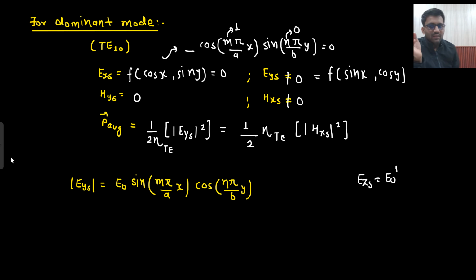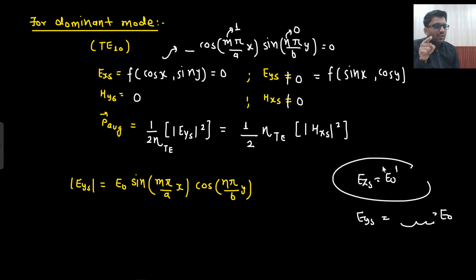Now from EZS, EYS is derived. So this will have some new amplitude, and that amplitude I am calling E naught. Are you getting this point? So this E naught has nothing to do with EZS. You can write down somewhere else on this page, so you don't get confused, that this E naught and this E naught are different. Here, whatever amplitude I am getting, I am calling E naught.